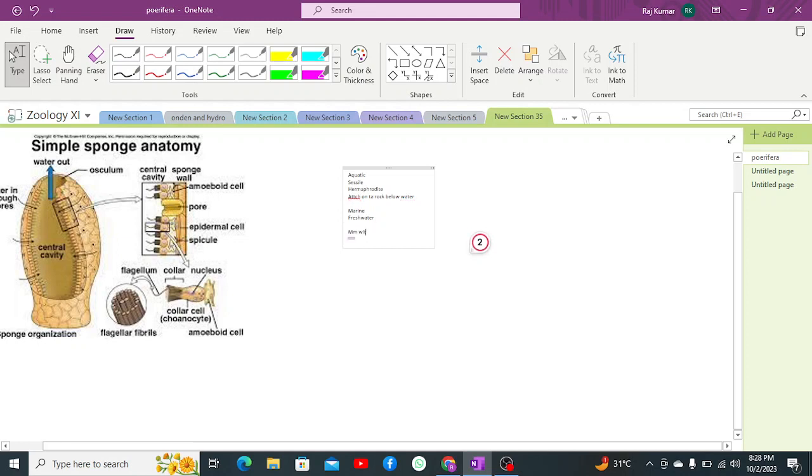Width can be measured in a few millimeters, whereas length can be measured over a meter. So this is their size. Apart from which, they do not have any organ.